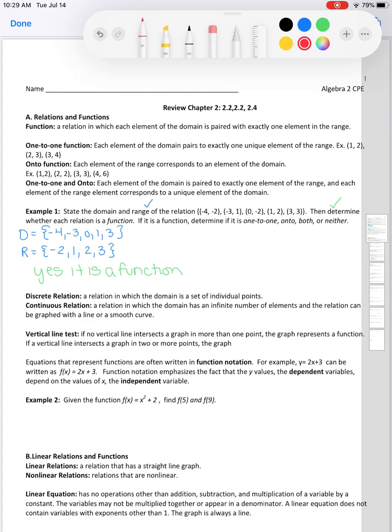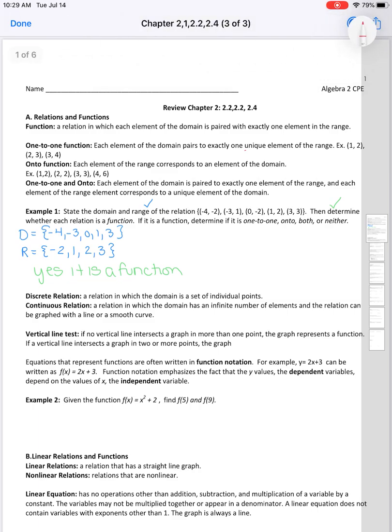Okay, now for part 3, it's asking us, if it's a function, which it is, determine if it's one-to-one, onto, both, or neither. So one-to-one says each element of the domain pairs to exactly one unique, that's the keyword, one unique element of the range. So that just means the y cannot repeat. Okay, so the y cannot repeat. And then onto is each element of the range corresponds to an element of the domain.